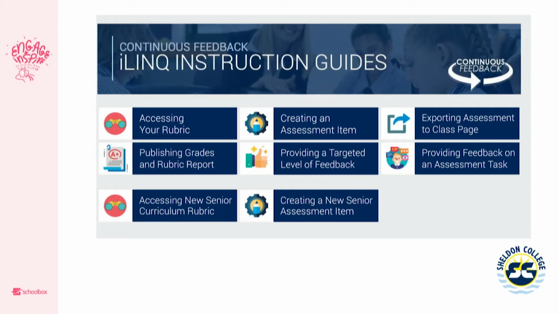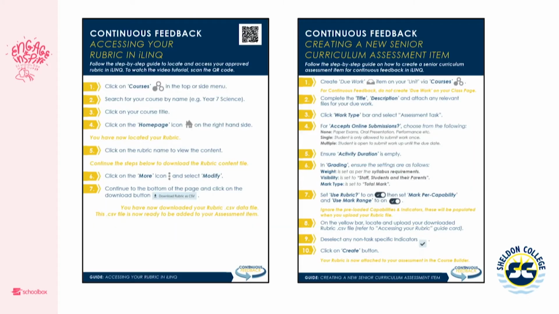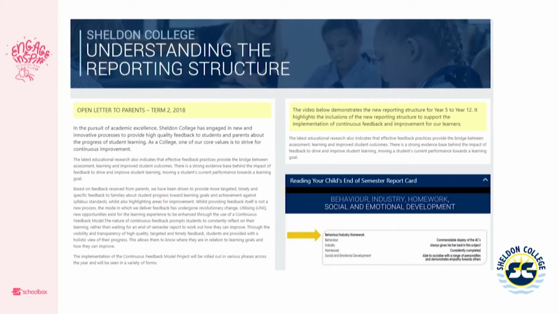And how did we get our staff there? Our staff were taken on this journey through a rigorous professional development program. So we created tutorials, both video tutorials, face-to-face teaching, face-to-face professional development and small workshops. On our iLink pages, which is our instance of Schoolbox, we provided step-by-step processes: how to access your rubric, how to assign it to your course builder, and then the other element which came back once the assessment item was on the class page was, well, how do you provide quality feedback?